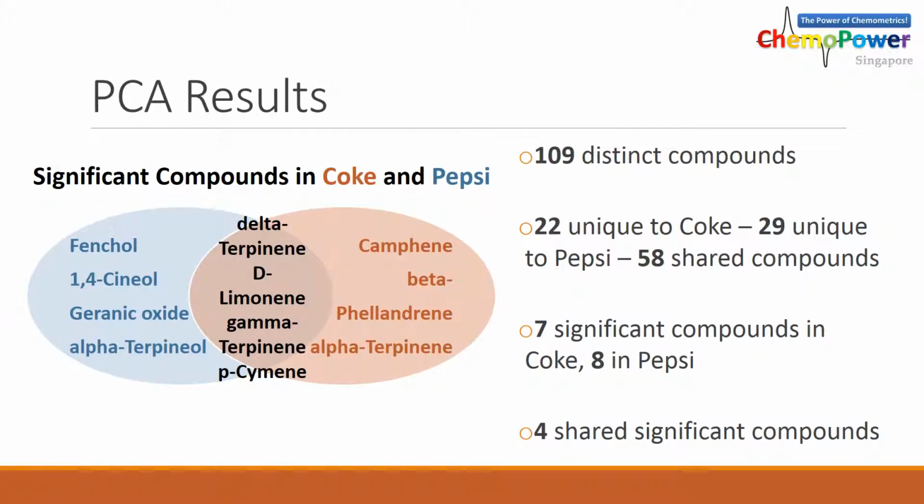PCA results show that there are 7 significant compounds in the aroma of Coke and 8 in the aroma of Pepsi. Of these compounds, 4 are shared between the 2 drinks, which means that Coke, highlighted in red, has 3 unique significant compounds, while Pepsi, highlighted in blue, has 4. It is thus the properties of these compounds which we are interested in.